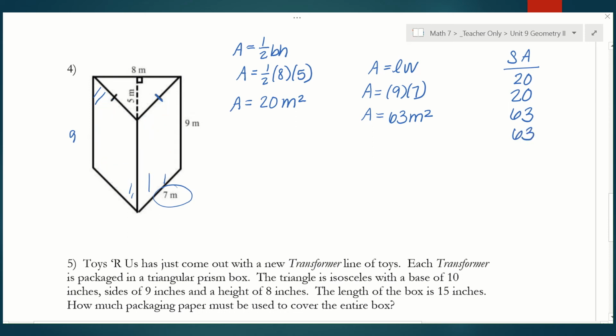So the one that we're missing is this one that we can't really see in the back. So like kind of this back side here. So I can see that the width of that rectangle in the back is 8. And if I look here, the length of that rectangle in the back is 9. So the area of that one, 8 times 9, would be 72.